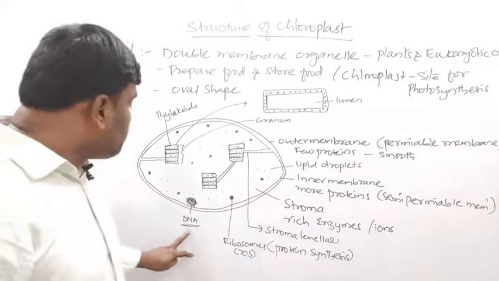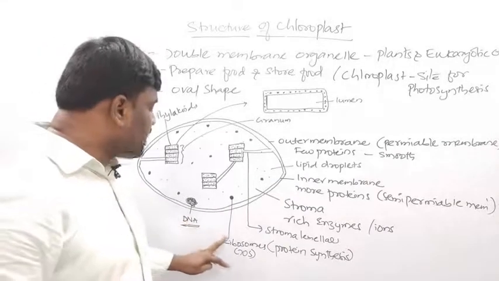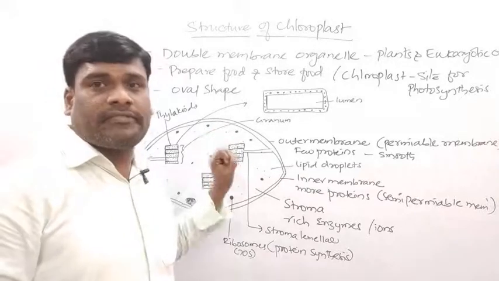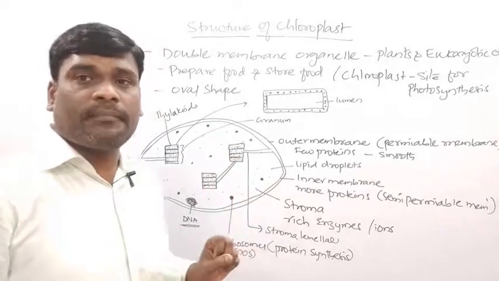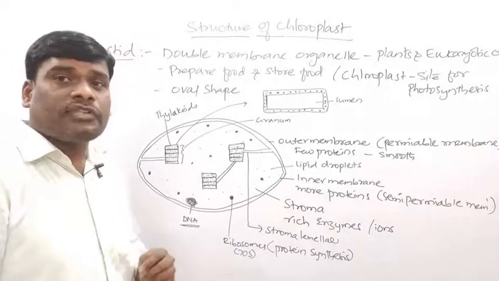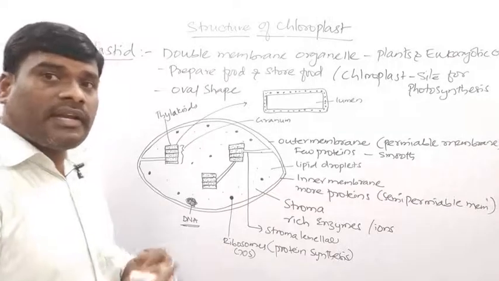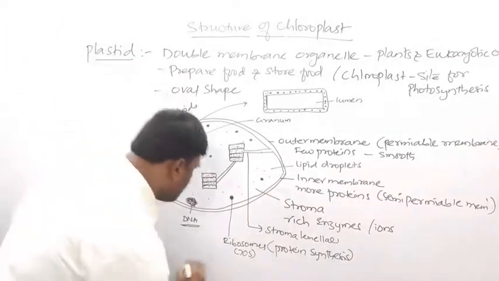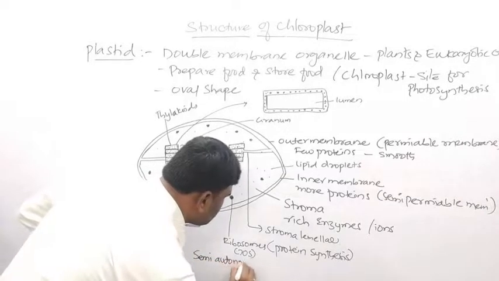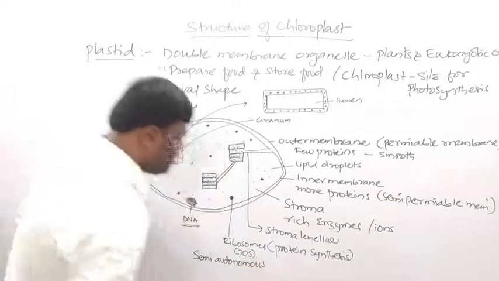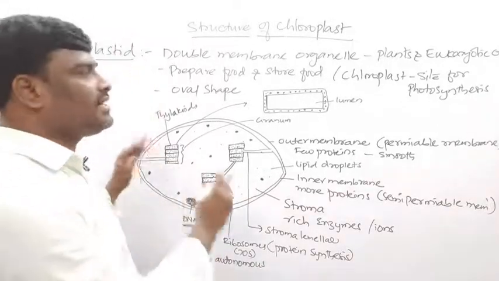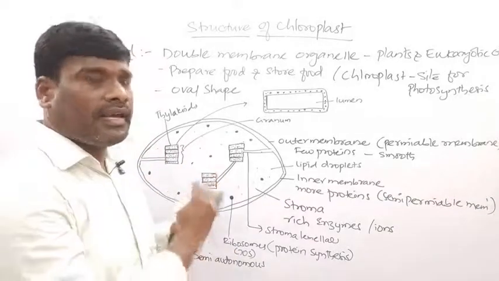Because of the presence of circular DNA as well as ribosomes, children, it can control itself, isn't it? Like mitochondria. So that cell organelle which can control itself, we call it semi-autonomous. Got it, children? Semi-autonomous. It can control itself. This cell organelle will control itself.